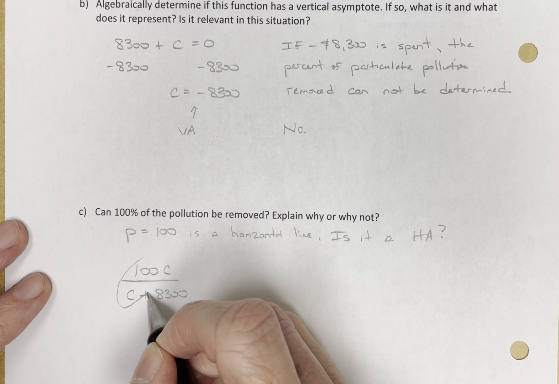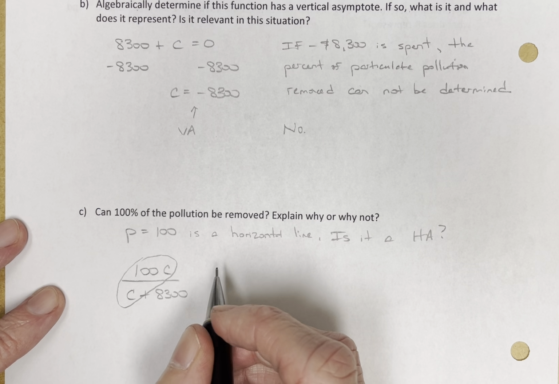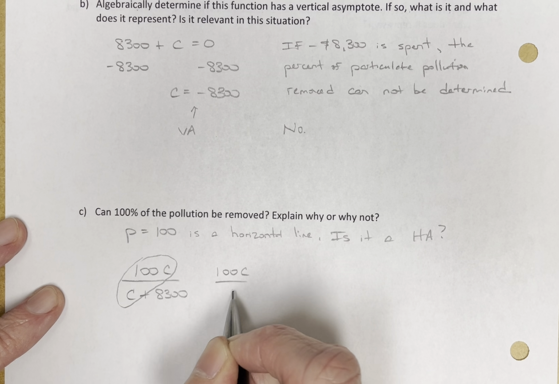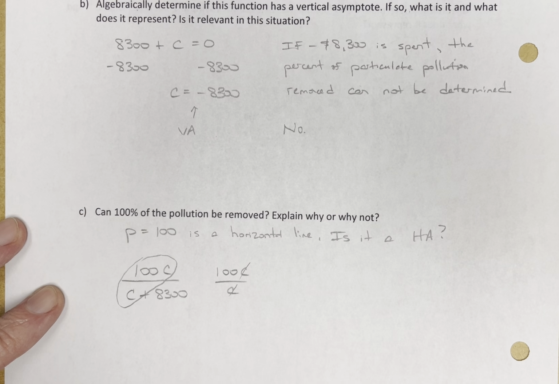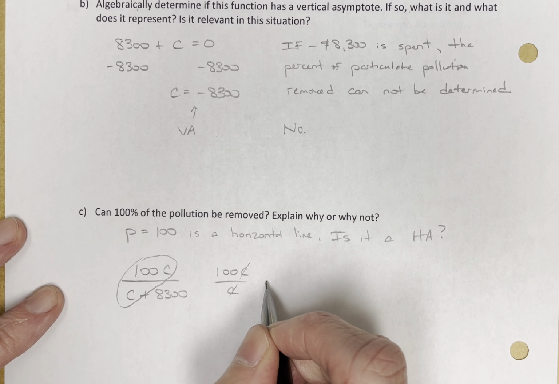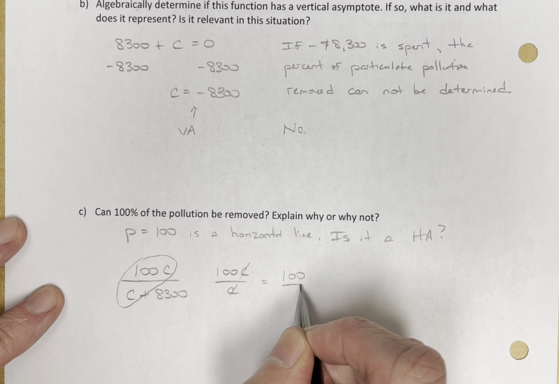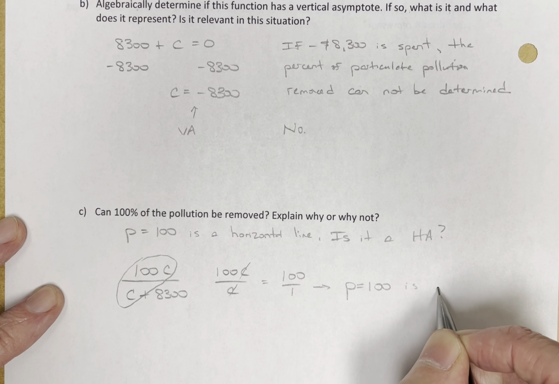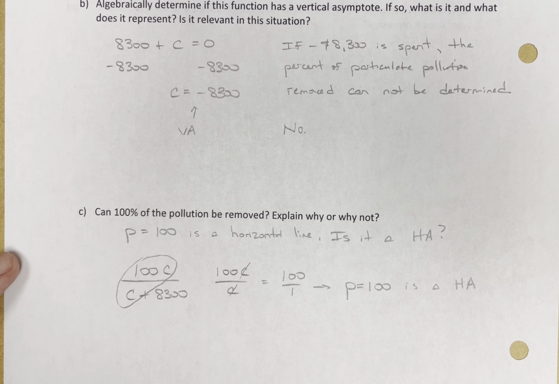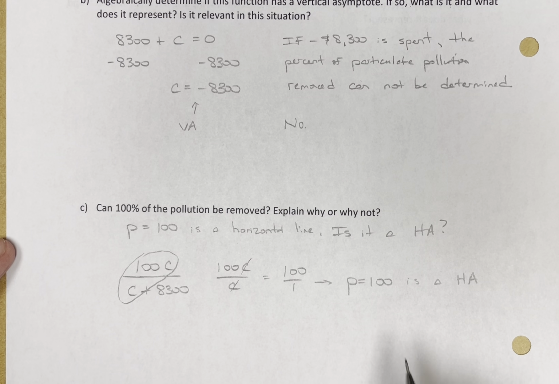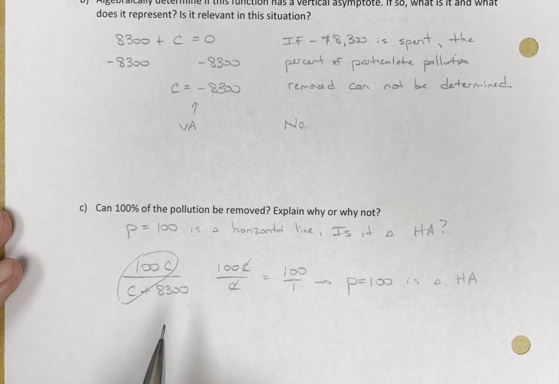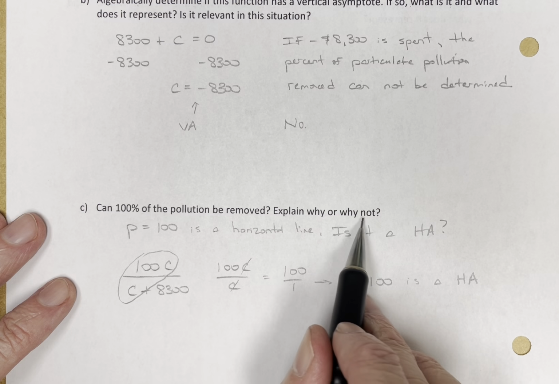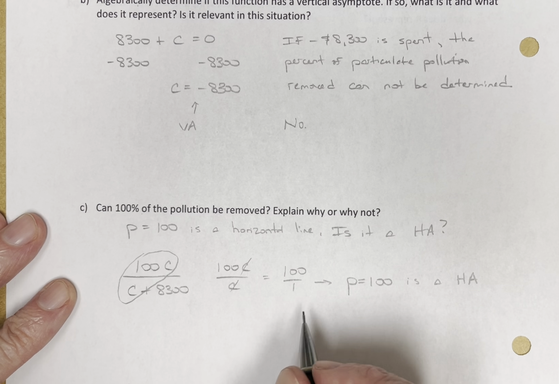Now I'm going to look at my leading terms. My leading term is 100 times C over C, common factor. So we have here 100 over 1, which means P equals 100 is a horizontal asymptote. So the graph is going to approach 100 but never touch it. Okay? So explain why 100% can never be removed. It's a horizontal asymptote.